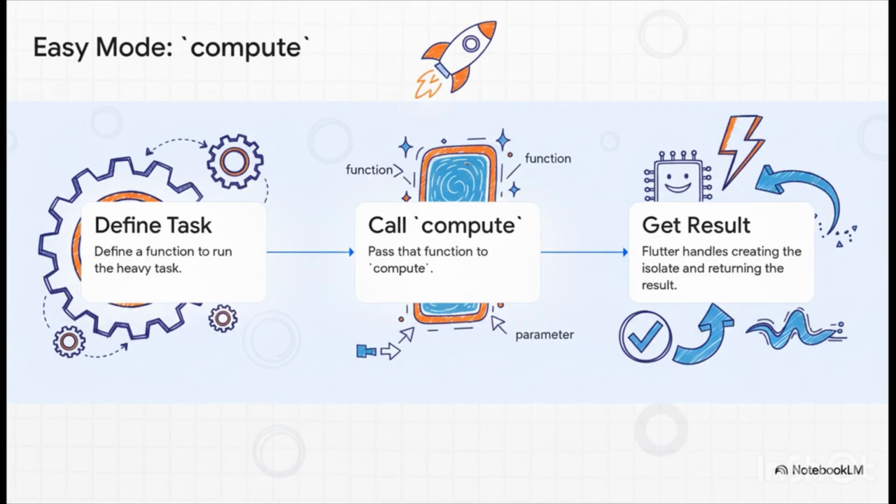Now, the absolute easiest way to get started is with Flutter's built-in compute function. It's designed to be dead simple. You just define your heavy task as a top-level or static function, you pass it to compute, and that's it. Flutter handles all the messy background work, spawning the isolate, running your code, and then sending the result back to you. It is the perfect way to just dip your toes into parallel processing.